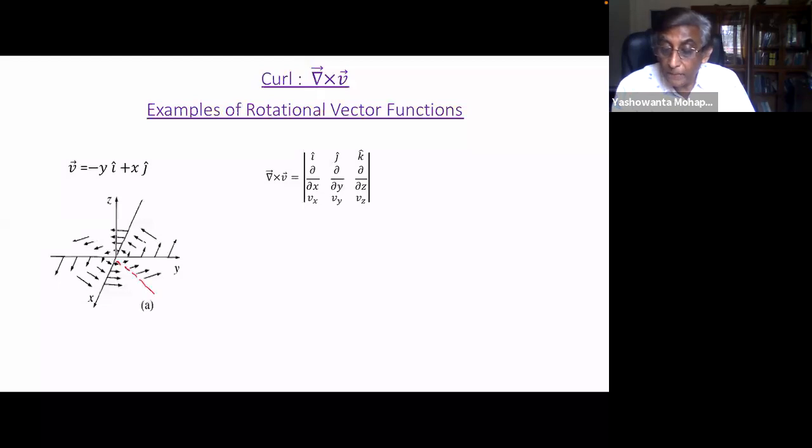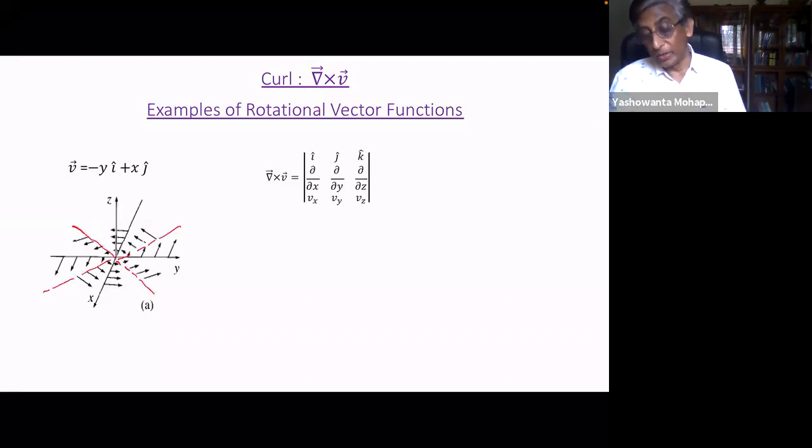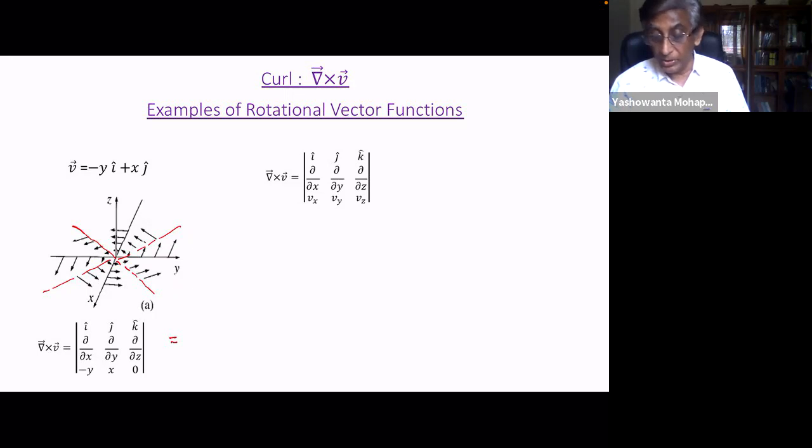In fact, these are the theta lines. So this is rotating. Let's apply the formula and write down. Vx is minus y and Vy is x, and Vz is equal to 0. And how much would this be? In which direction is it moving? The only thing that survives is in the k direction, which is del of minus y by del y. Sorry, del x, del x, so this is 1. Minus 1.